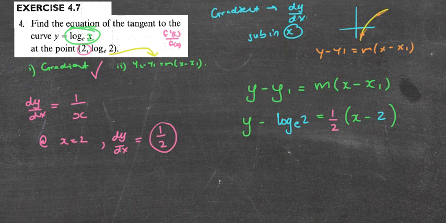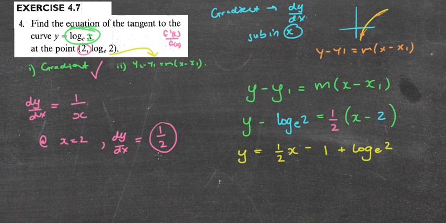Okay. Alright, so you can now put this into the gradient y-intercept form, which is what most people will do, I would say, or you can put it into the general form. It's up to you. For general form, just multiply everything by 2 and make the x positive. Otherwise, what we can do is just expand the brackets out. So we get half times x is half x, minus half times 2 is 1, plus the log e2 on the other side.